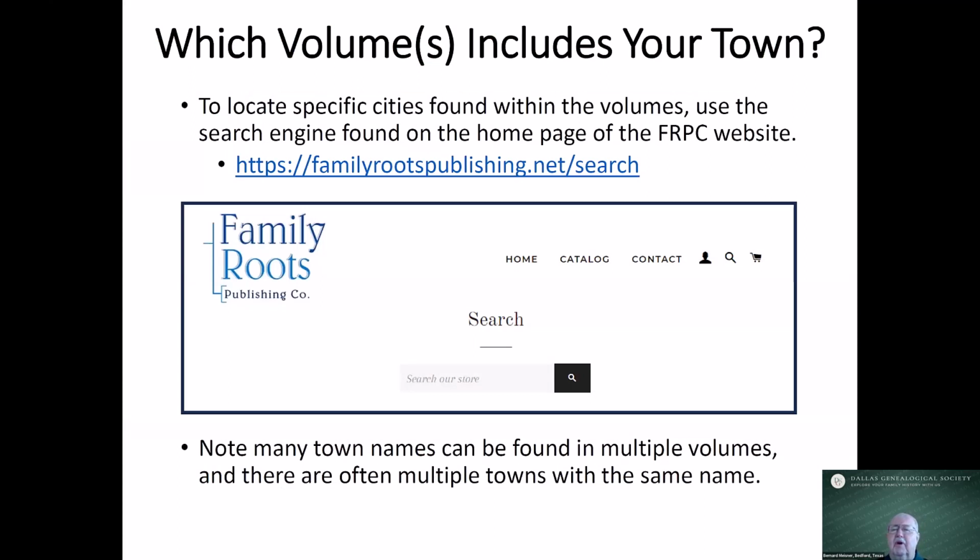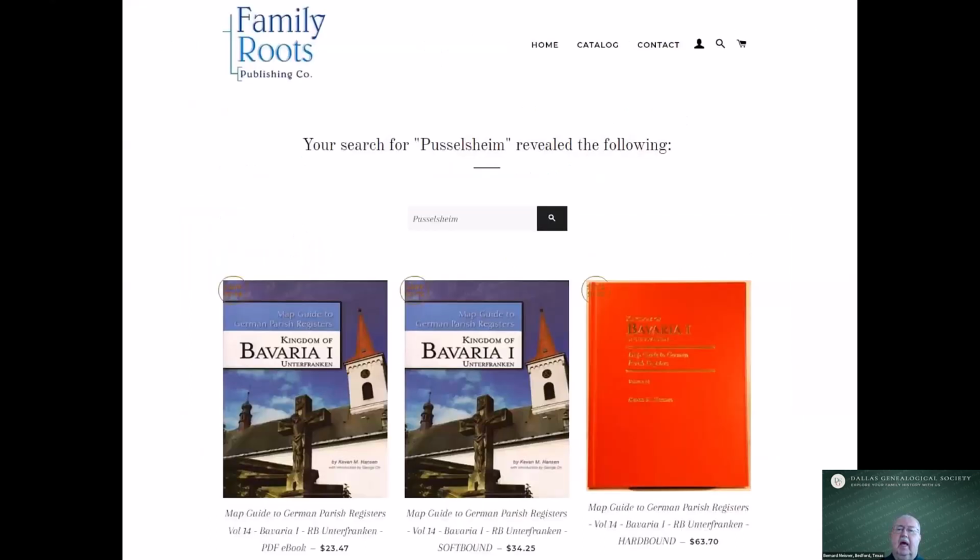Another way to look to see what volume might include your town, particularly if your town has a unique name, is the Family Roots, the company that sells them, on their webpage, and they are now familyrootspublishing.net. Their old site was a .com, but now it's .net. They have a search box, and you can put in the name of the town. This is the case I did. My Meisner great-great-grandparents came from Püsselsheim. I put that in, and it shows me, oh, that'll be in Bavaria 1, the Unterfranken. And there you can see examples of the soft cover, the hardcover, and the image that's the first one on the PDF version.